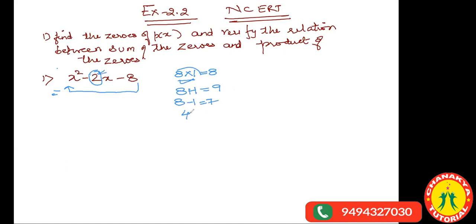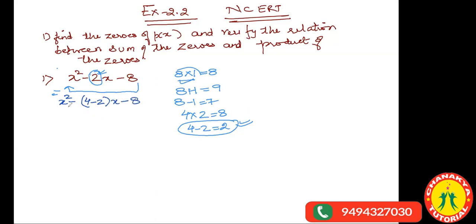So take the next factor, 4 2s are 8. So when you are subtracting 2 from 4, you will be getting 2. So this factor you will take. Clear, Sudhamshu? Yes, ma'am. Okay. Now write here. Instead of 2, you will write here x square minus 4 minus 2 into x minus 8.